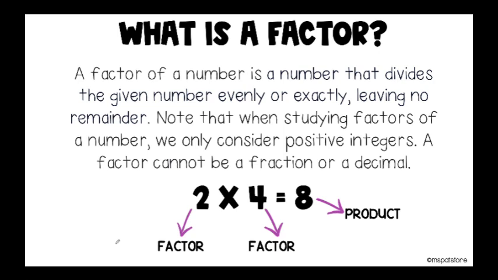Well, basically a factor of a number is a number that divides the given number evenly or exactly, leaving no remainder. Note that when studying factors of a number, we only consider positive integers. A factor cannot be a fraction or a decimal. For example, 2 times 4 is equal to 8. So 2 and 4 are factors of 8. 8 is basically the product, okay?